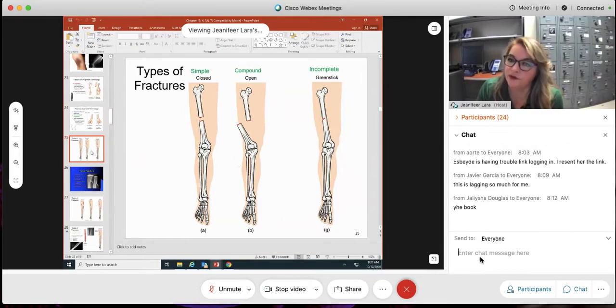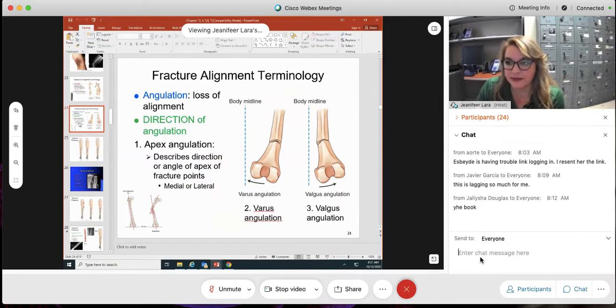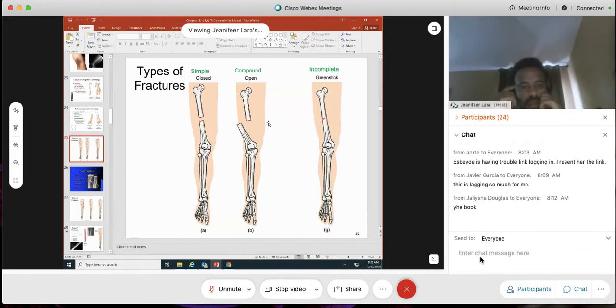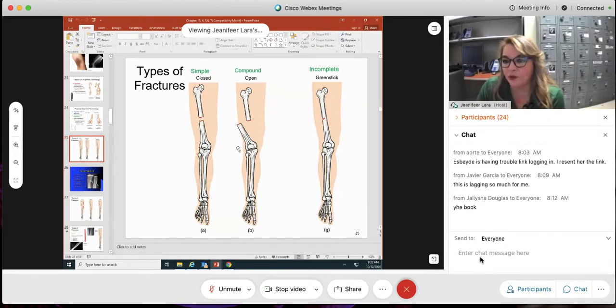Anyone still confused on what we're talking about? So there's lack of apposition, right? We're going to learn that this is a compound fracture with lack of apposition and with what type of angulation again? Varus. Now if this distal extremity shifted this way, then the distal end would be going away from the midline, and that would be valgus.